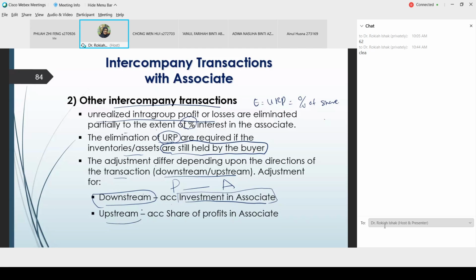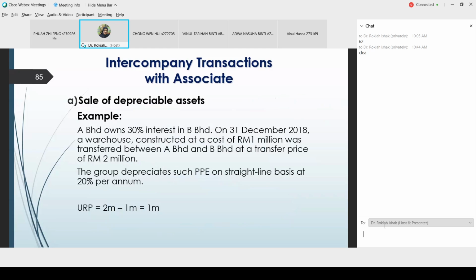But if it is upstream sales, from associate to parent, the account involved here is share of profit in associate. So please be careful with this one. Two different accounts are used: downstream involves investment in associate, upstream uses share of profit. Okay, be careful with this one, and remember this one, slide 84. We're going to prepare the journal entries here.